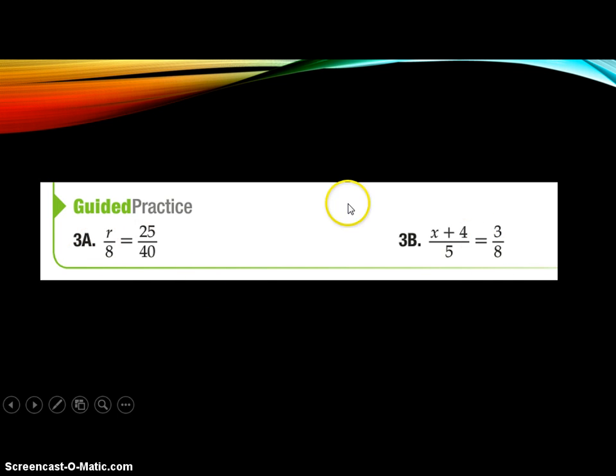I'd like you to try these two problems. So this is kind of like that first. You can always rewind and check it out. And this is like that second. Again, you can always rewind and check out that problem. All right, so solve these two problems. Let's move on to example 4.